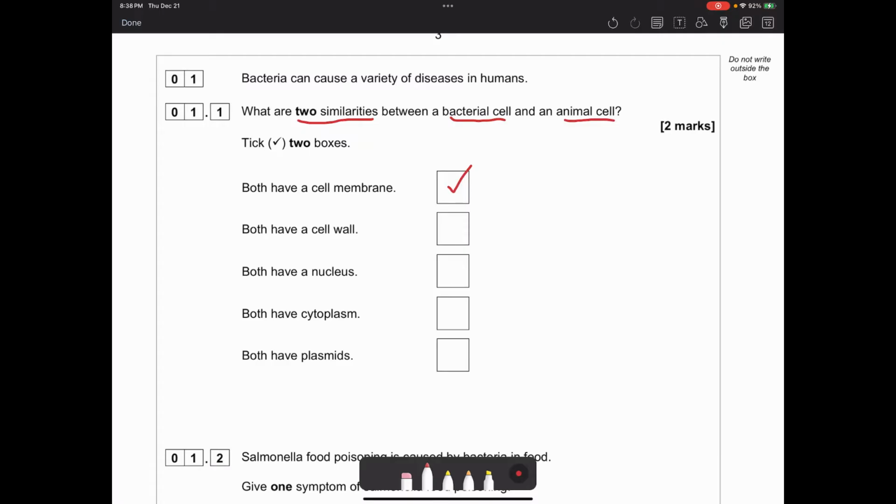Both have a cell wall. That is not true. Whilst bacterial cells do have a cell wall around the outside, they've got two layers. An animal cell, you should remember, just has a single outer membrane. Bacteria do not have a nucleus, so that one can't be right. They do both have cytoplasm. Those are two of the things that all types of cells have. Animal cells do not have plasmids, bacteria do because they don't have a nucleus. Okay, so that would be your 2 marks there.